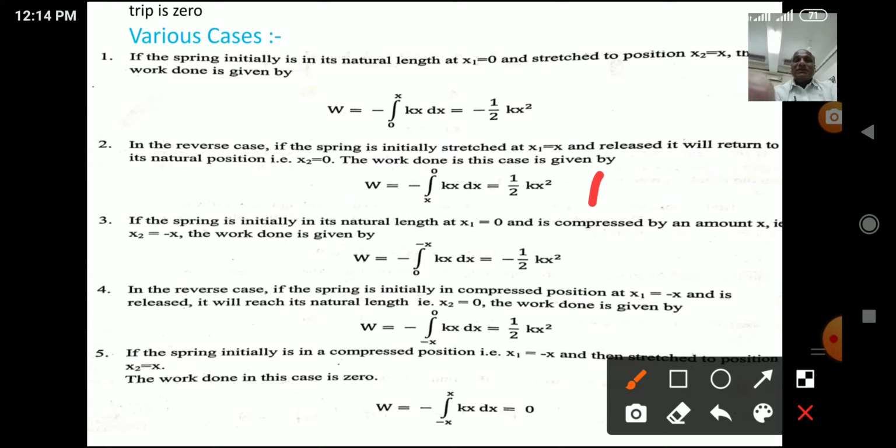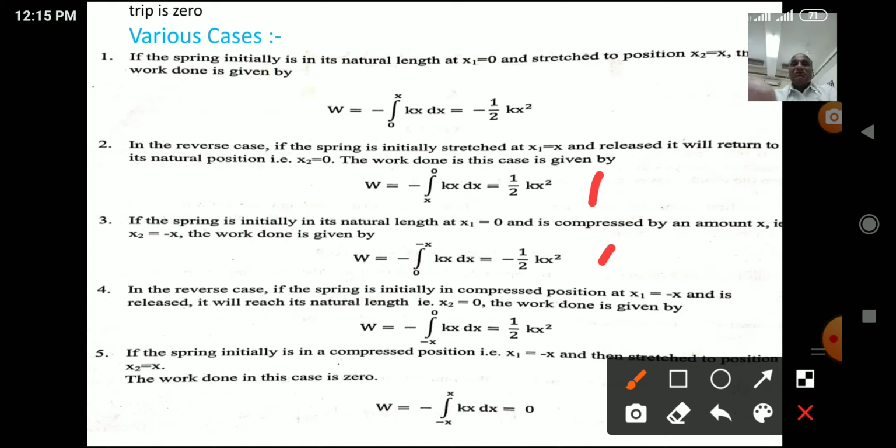Now the third case is if the spring is initially in its natural position, that is x1 equal to 0, and compressed to a distance x. So x2 will be minus x. Then the work done W is the integral from 0 to minus x, because this is a compressed case, not elongation. So the integral limit is 0 to minus x. This is the third case, so this will be minus kx dx. Here k is constant, and the integral of x dx will be x square divided by 2. So the total work done will be 1 half kx square with a minus sign.